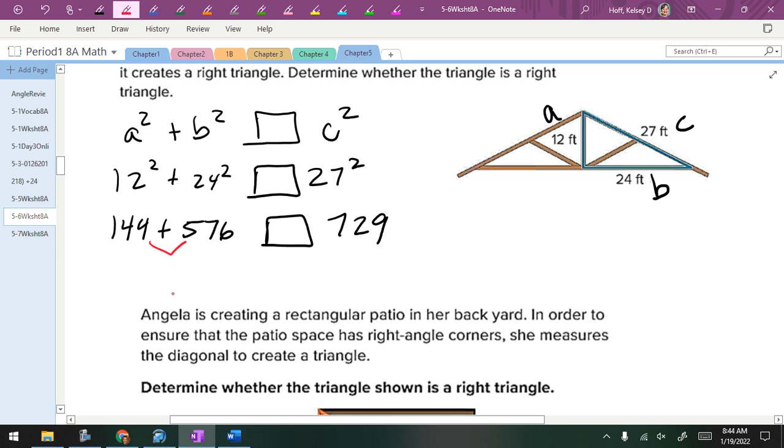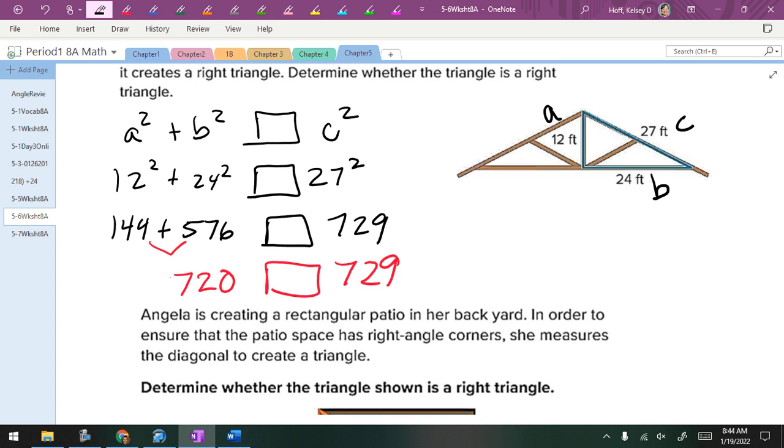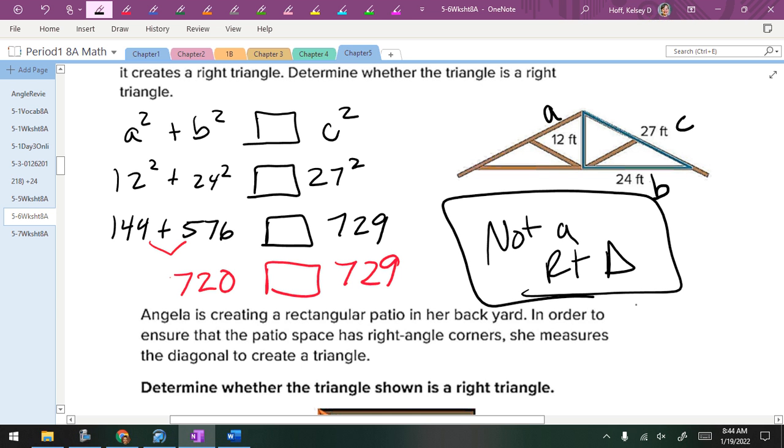Okay. Bryce, what do I do next? What do you get when you add those? 720? Anybody else get 720 when you added those? Yes. So can I put an equal sign in here? No. So what is my answer going to be? Not a right triangle. Very good. If those two numbers do not equal, not a right triangle.